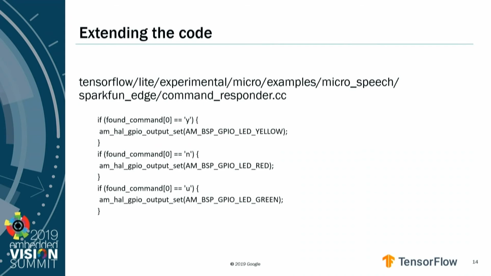We've tried to set it up so it does something useful by default, lighting up the LEDs. And this is the actual code itself. Because we don't have string comparison in the bare metal setup that we have here, we're just using the first letter of the string that's returned from the speech recognition model to light up different LEDs.